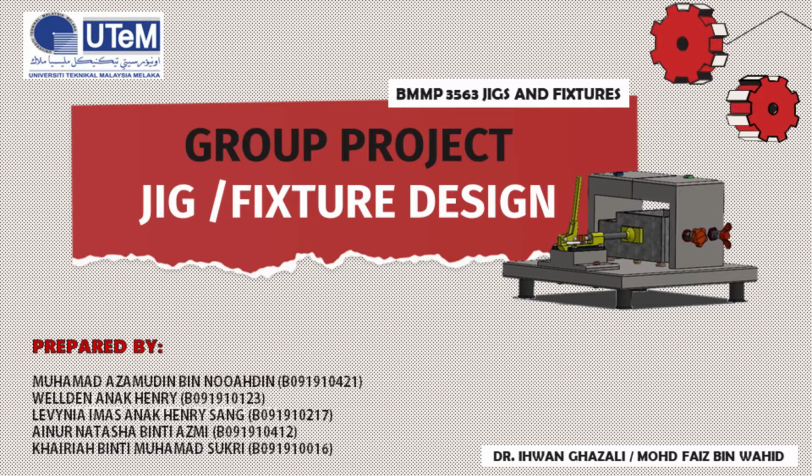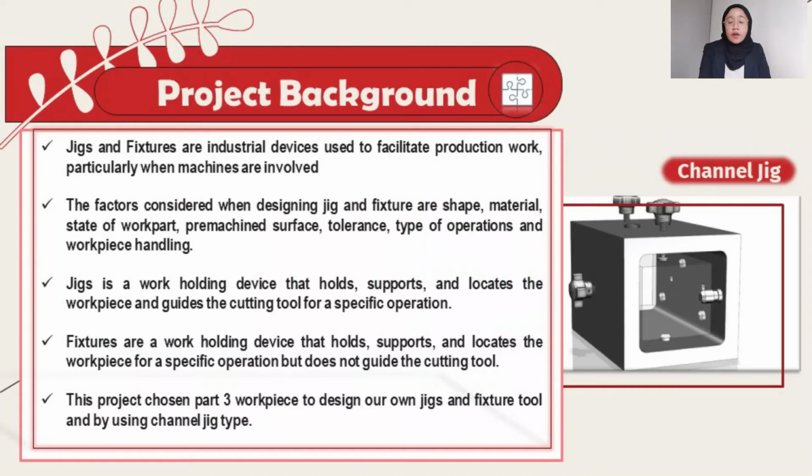So today, our group wants to present project Jig and Fixture Design. Over the past century, the manufacturing sector has played a significant role in the economic growth of a country. Jigs and fixtures are industrial devices used to facilitate production work, particularly when machines are involved. The general factors to be considered when designing jigs and fixtures are shape, material, and state of the workpart, pre-machined surface, tolerance, types of operation, and the workpiece handling.